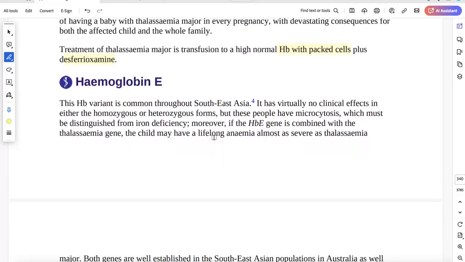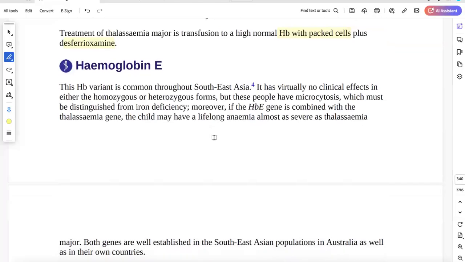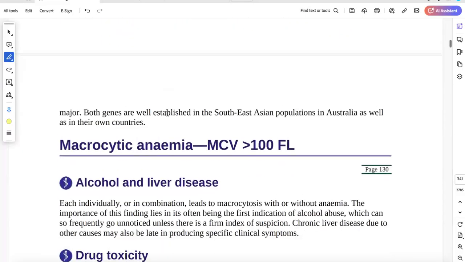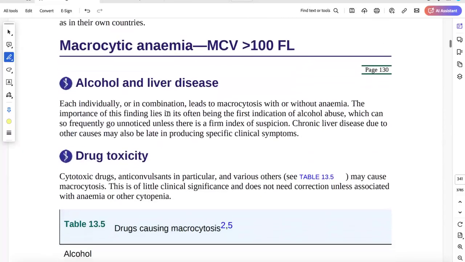Hemoglobin E. Now, many patients, especially from Southeast Asia, have both thalassemia plus hemoglobinopathies. And the commonest hemoglobinopathy is hemoglobin E. All right, so that's also one of the other things. It doesn't come in the exam, so don't worry about that. So mostly that's all that you need to remember from thalassemia.